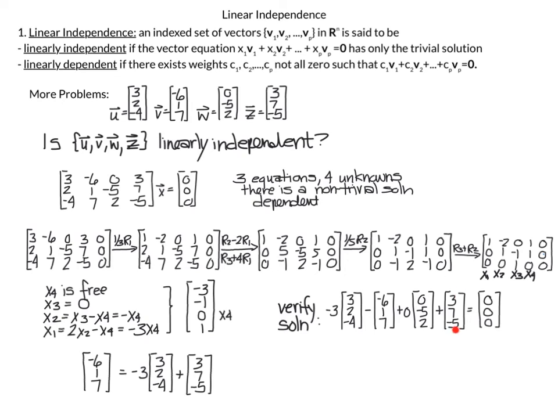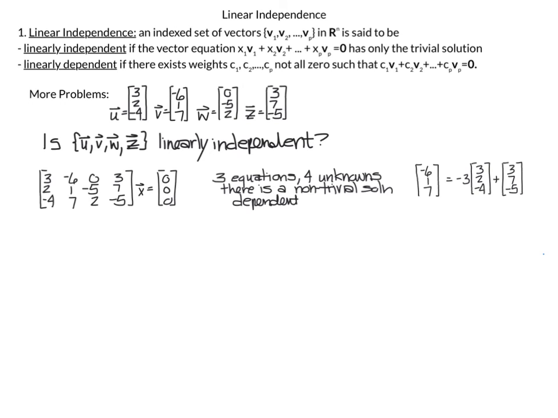Again, I could have solved for 3, 7, negative 5 in terms of these 2, or I could have solved for 3, 2, minus 4 in terms of the other 2. I would have had to divide by a negative 3, and I don't like doing division, which is why I chose this one. This would be a good choice as well. But here I can solve for this in terms of the other 2 vectors.